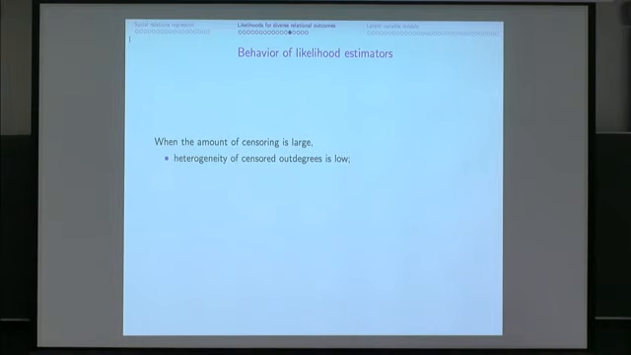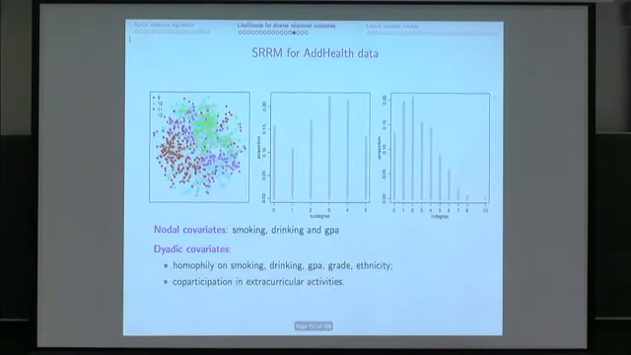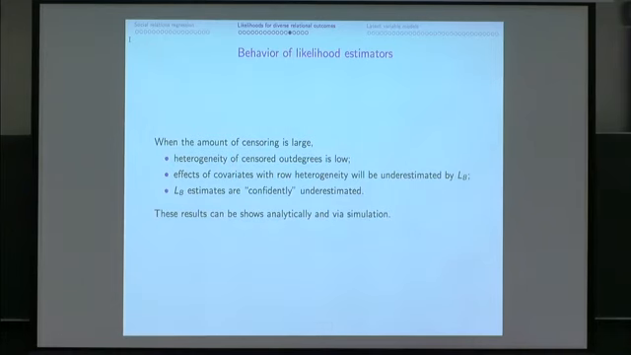In the interest of time, I'm just going to give you the main points. When the amount of censoring is large, the heterogeneity of the censored out-degrees is low, and you're going to assume that actually represents the actual heterogeneity of affinities. In fact, you're going to confidently underestimate this heterogeneity. We can show this analytically and with simulation in the paper.